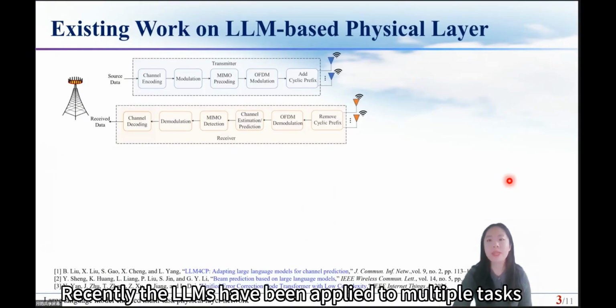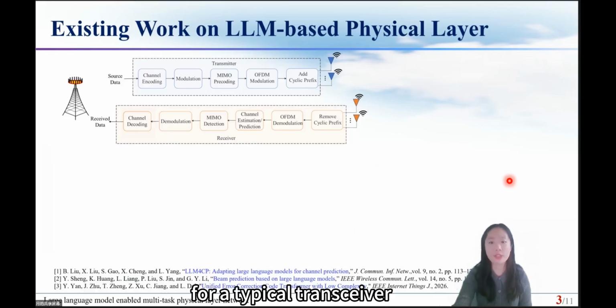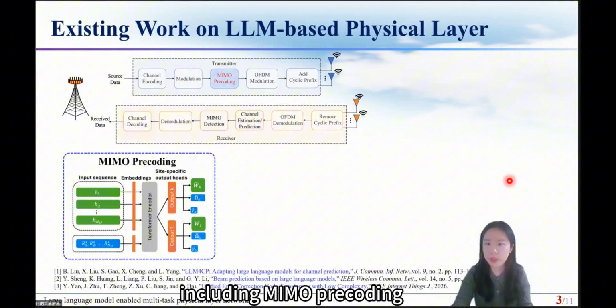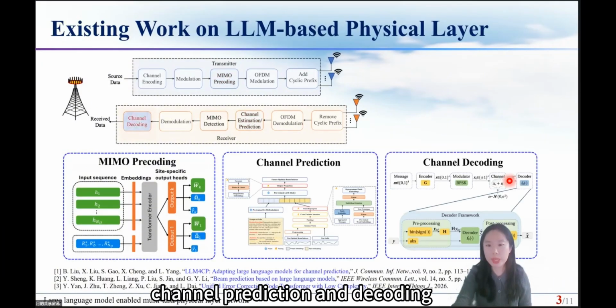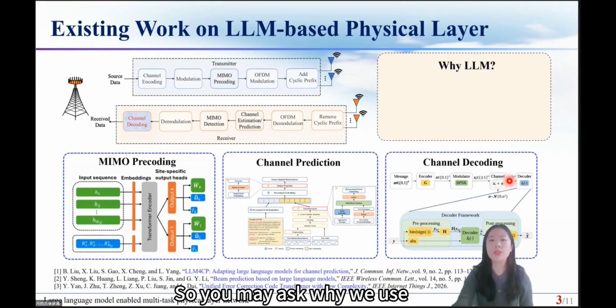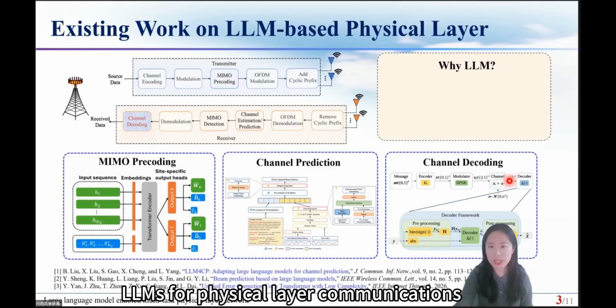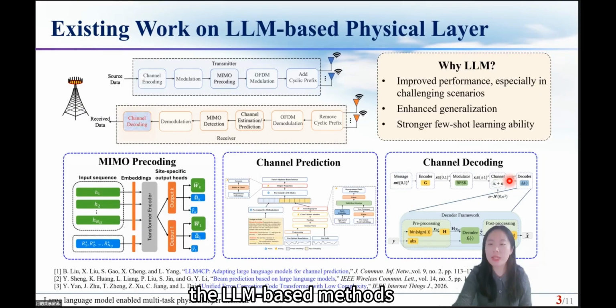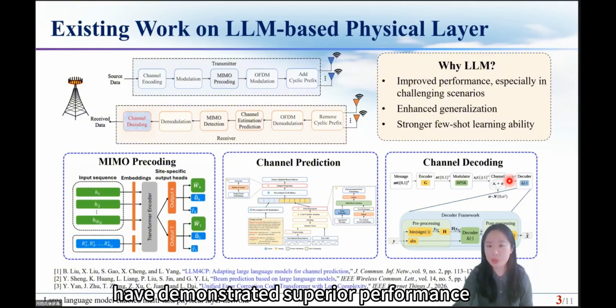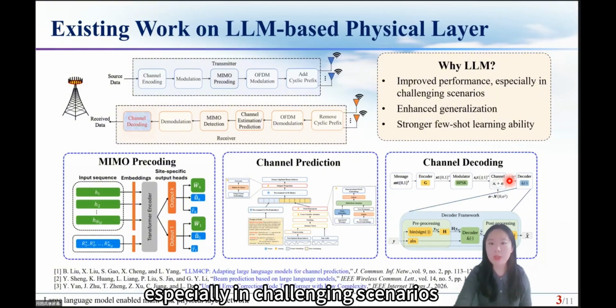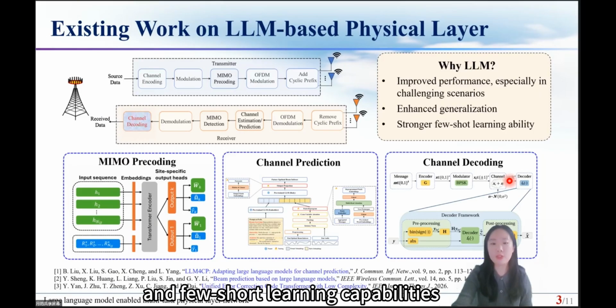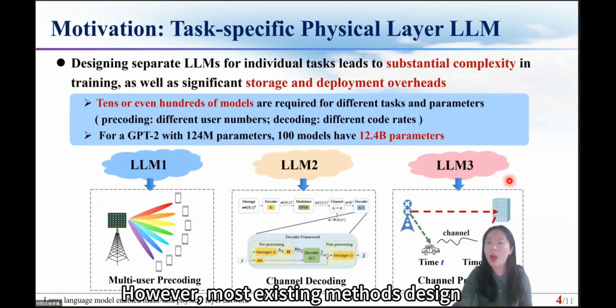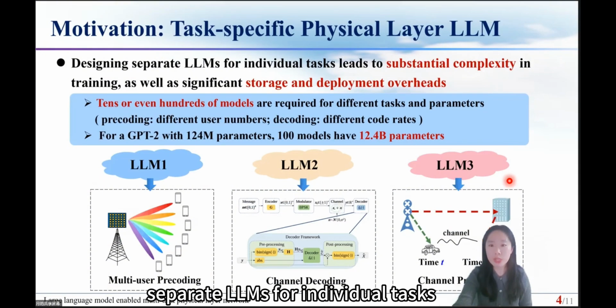Recently, the LLMs have been applied to multiple tasks for a typical transceiver in physical layer communications, including MIMO precoding, channel prediction, and decoding. So you may ask why we use LLMs for physical layer communications. Recent studies suggest that the LLM-based methods have demonstrated superior performance, especially in challenging scenarios, and exhibit stronger generalization and few-shot learning capabilities. However, most existing methods design separate LLMs for individual tasks.